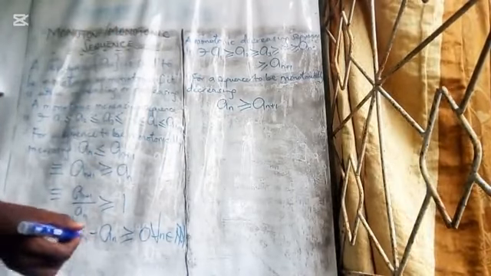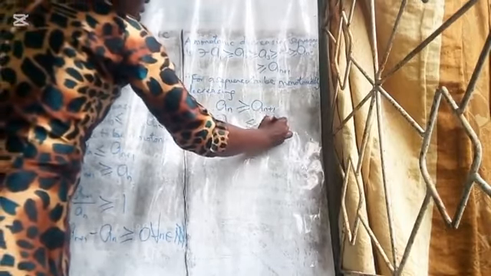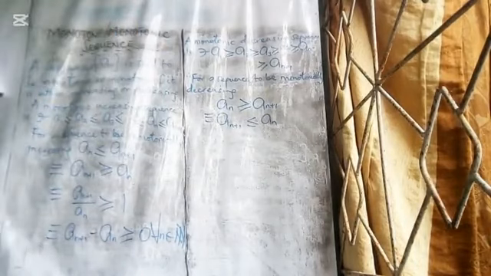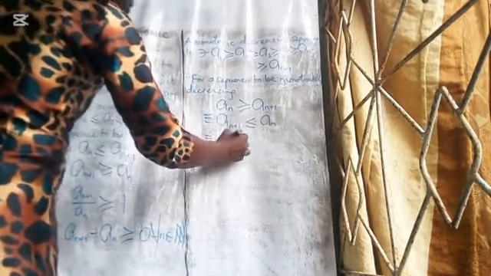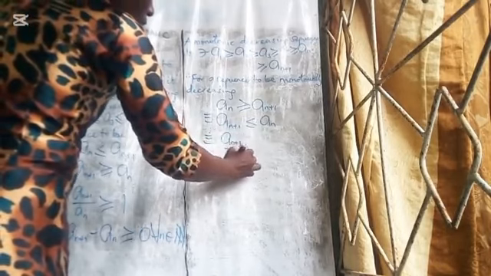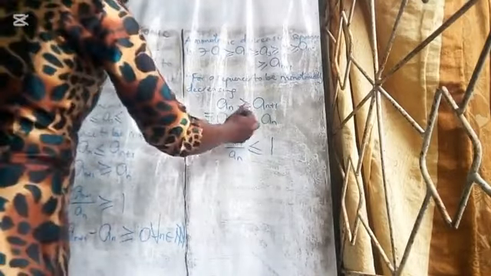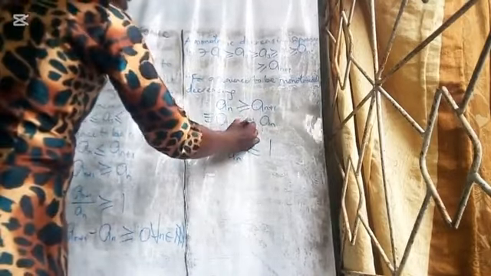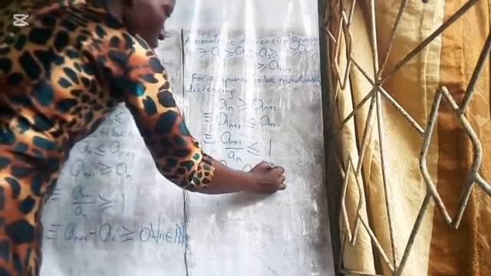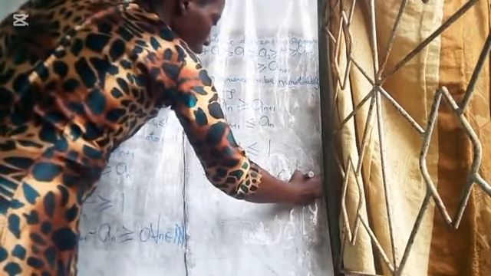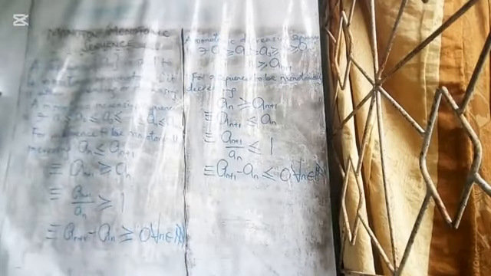And this is the same thing as saying what? a sub n plus 1 is less than or equal to a sub n. If we divide both sides by a sub n, we have an equivalent form, which is a sub n plus 1 over a sub n less than or equal to 1. And if we subtract a sub n from both sides, we have another equivalent form, which is a sub n plus 1 minus a sub n less than or equal to 0 for all n contained in the set of natural numbers.